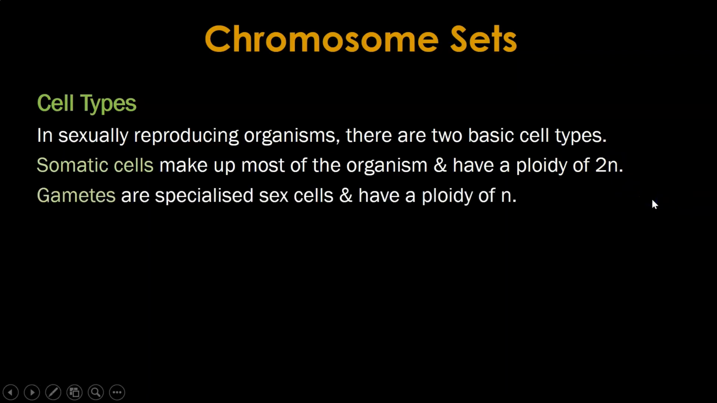But gametes, they are sex cells, such as sperm or ova, and they only have one set of instructions. So they have a ploidy of n. Remember that there's an invisible 1 in front of the n there, instead of a 2.